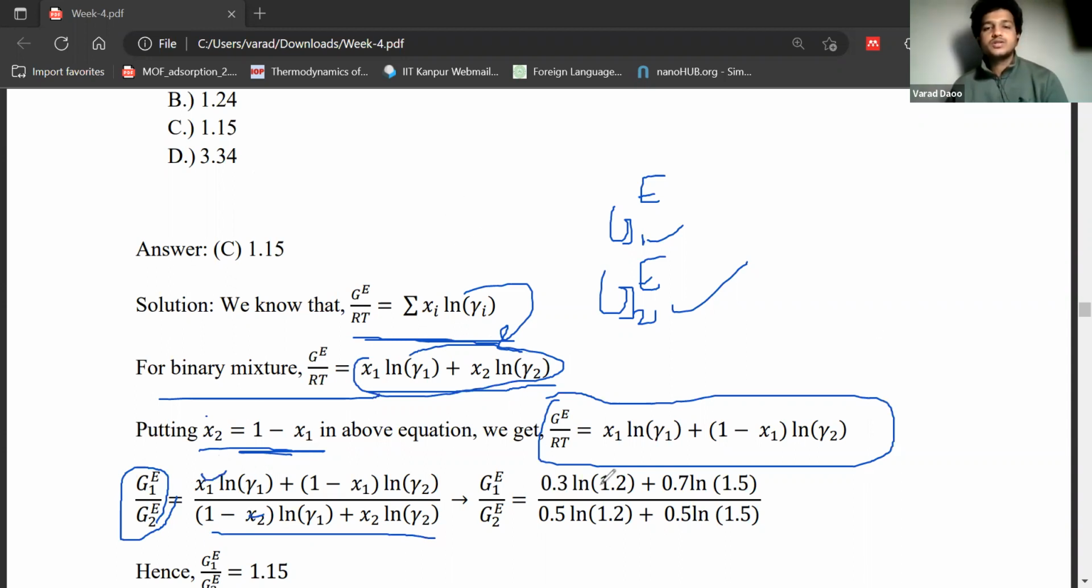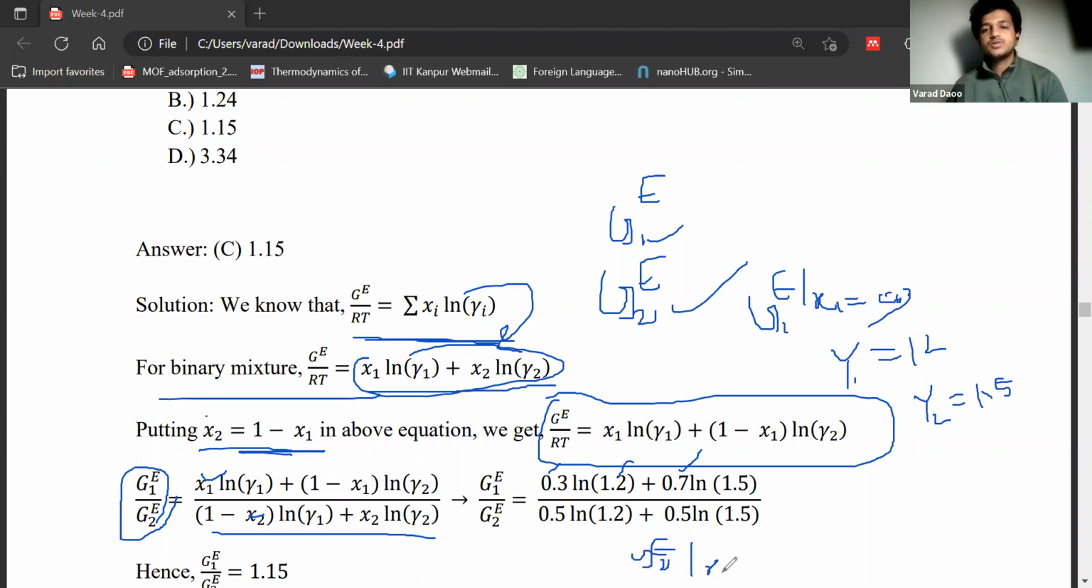We just put in the values. It is given that gamma 1 is 1.2 and gamma 2 is 1.5, and G1 E bar is at x1 equal to 0.3, that means x2 is going to be 0.7. So this multiplied by this plus this multiplied by this. And G2 E bar is at x2 equal to 0.5, that means x1 is also going to be 0.15. So we just put in the values and then we get this expression.